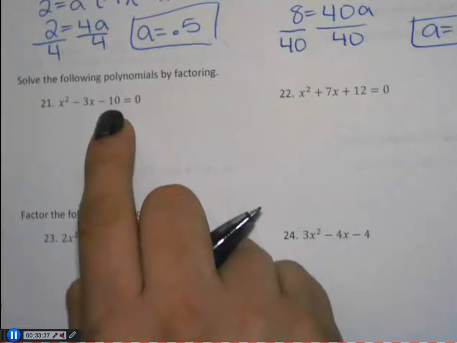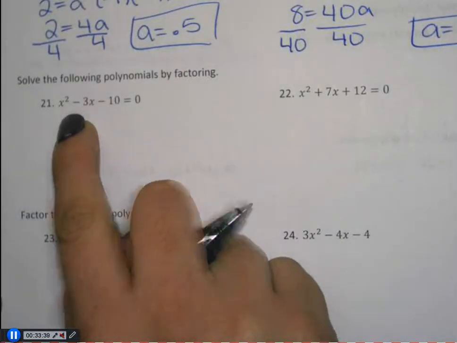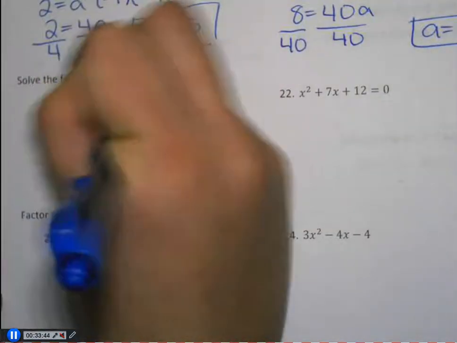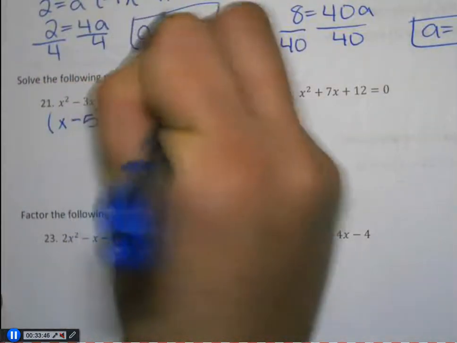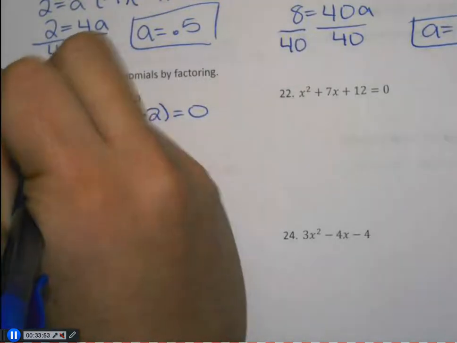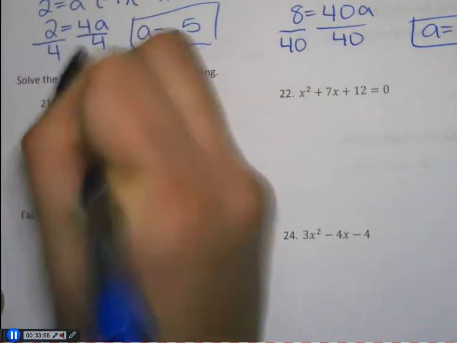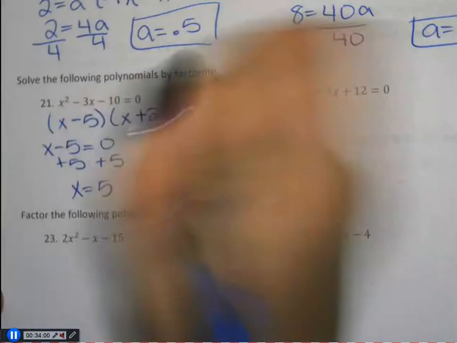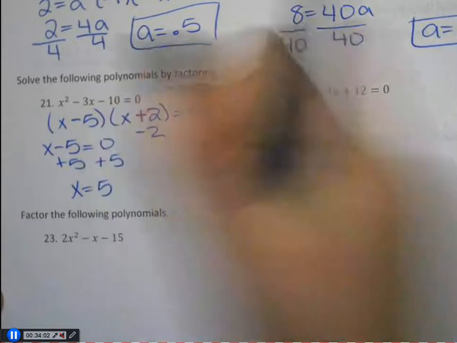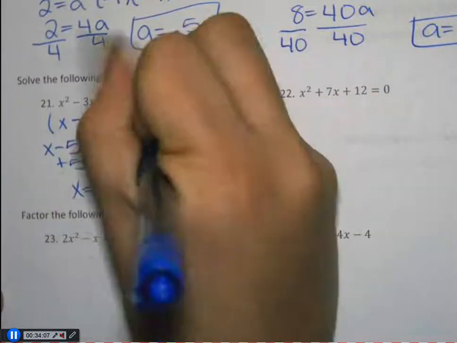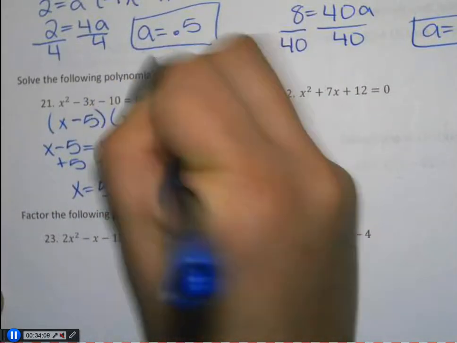What multiplies to negative 10 and adds up to negative 3? Try again. Negative 5 and positive 2. So then I have it set up like this, and I take each of those pieces and I set them equal to 0. Yeah. Both ways should work. So if you can't remember how to factor on the final, you can remember to graph.